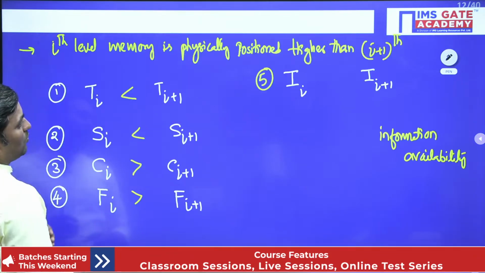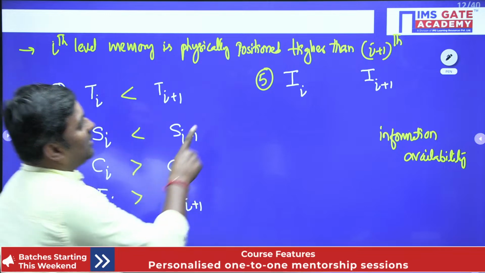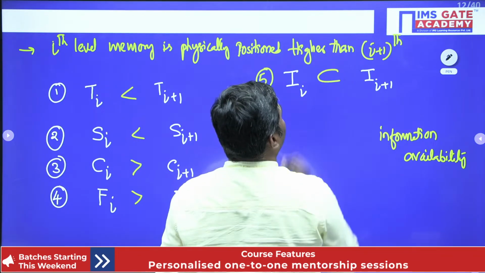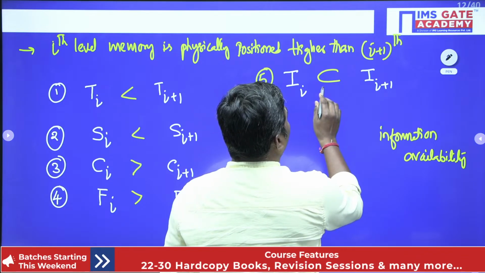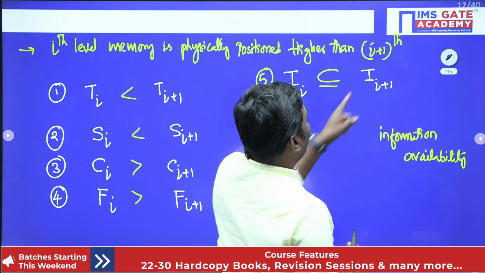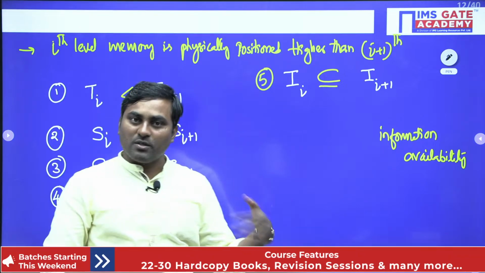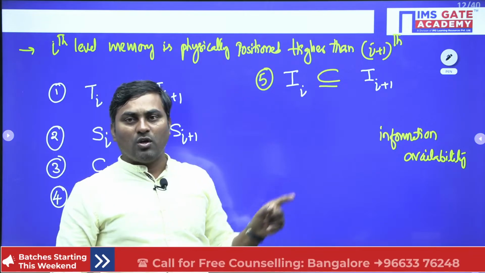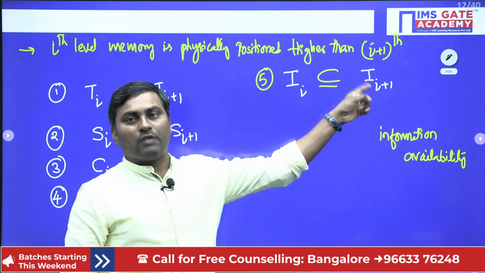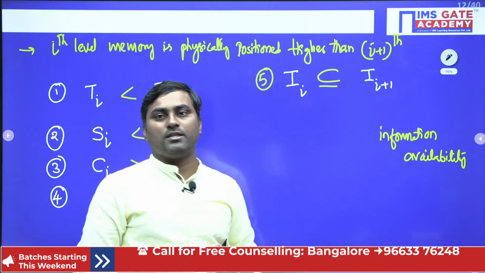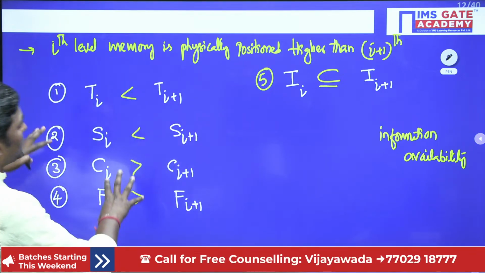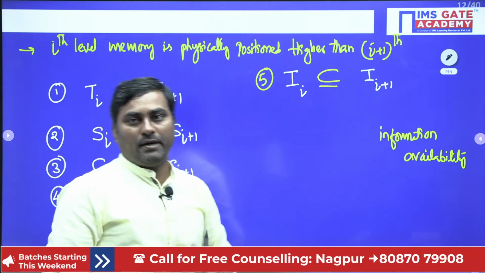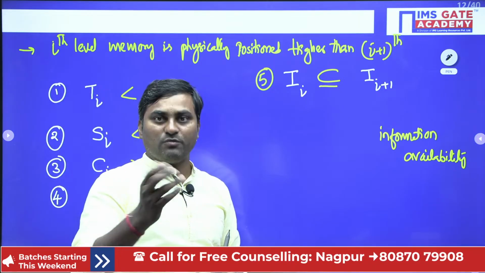Fine. So now look at this point here. Information available at the ith level is a subset of the (i+1)th level. Please understand, it is a subset, because whatever the ith level has will always be present in level i+1. This you need to understand. So this is the major characteristic of a memory hierarchy we observed, right? Now we'll see the mathematical expression which I mentioned.